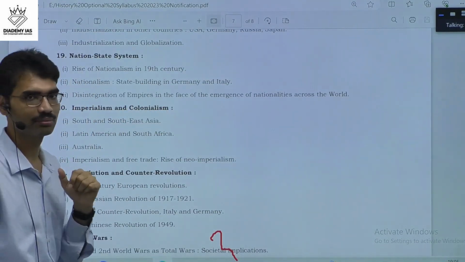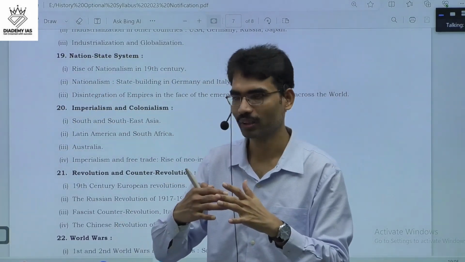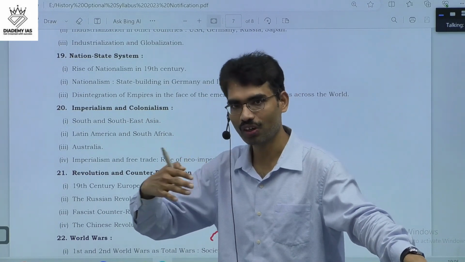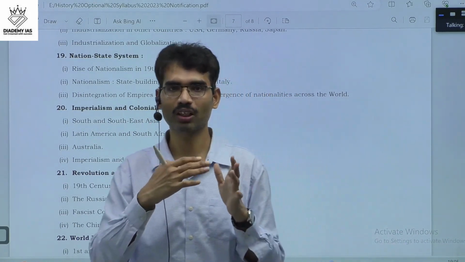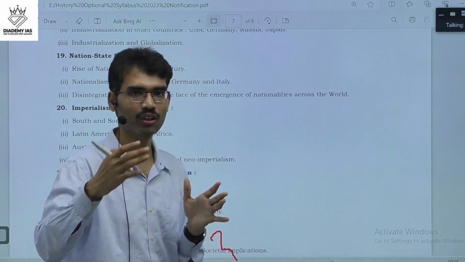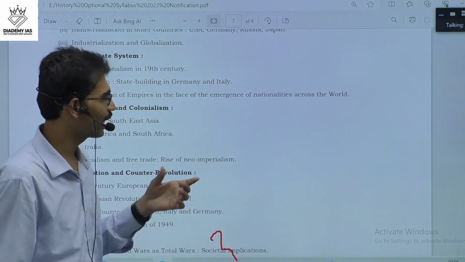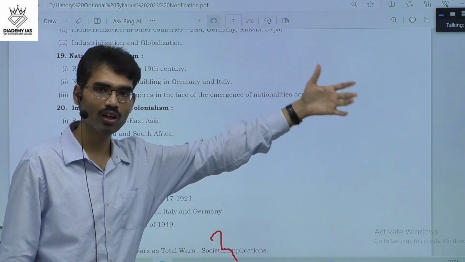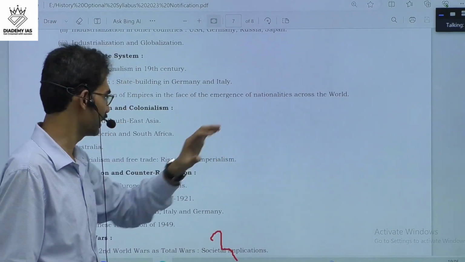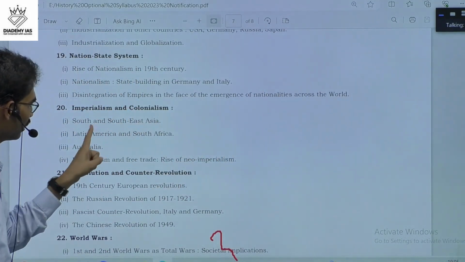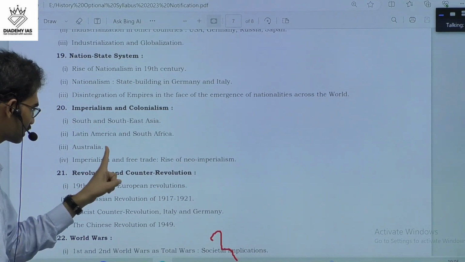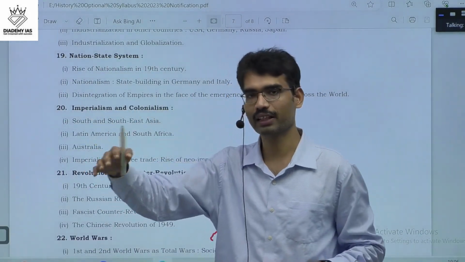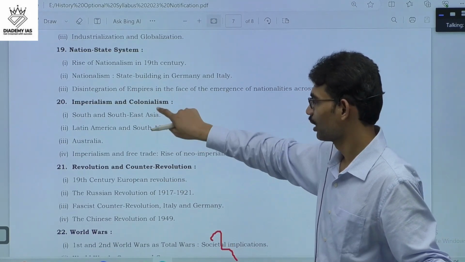Imperialism and colonialism, again like politics. Imperialism means conquering territories, like Samudragupta conquered in India, or the British conquered. Similarly, at that point of time, Europeans conquered not only in their own lands, but other areas: South and Southeast Asia, Latin America, South America, Australia. Free trade, rise of new imperialism. Distant lands were also conquered.